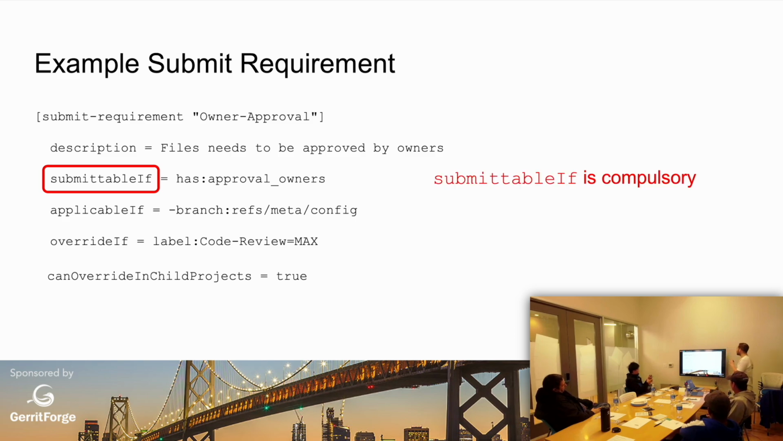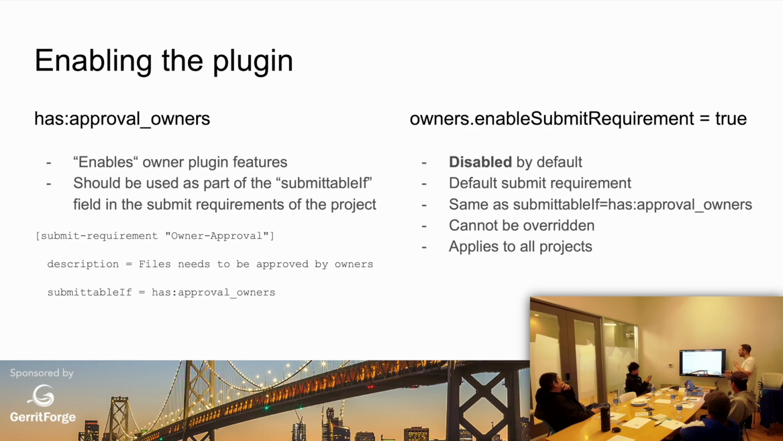Now, how do you enable the plugin? Of course, you need to install it and add the jar to the plugin directory. But then if you're not using either the has approval owners predicate, as I show there in the submittable if, or if you don't set the owners enable submit requirement to true, even if you have the plugin installed, it's not really doing anything. So has approval owner essentially enables the functionality.